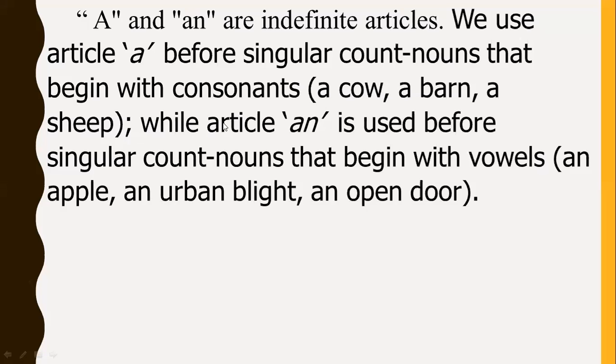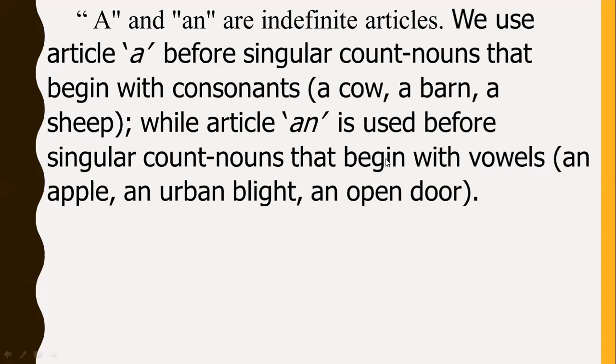Now the next one is article an. Article an is used before singular count nouns that begin with vowels. That is, we use the second article, article an, before a word that begins with a vowel sound: an apple, an urban plight, an open door.